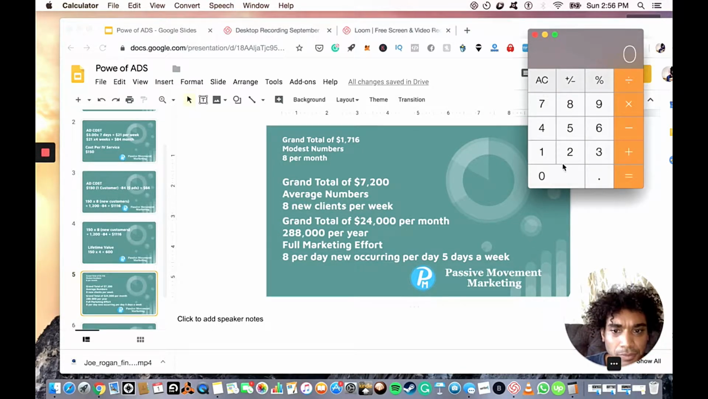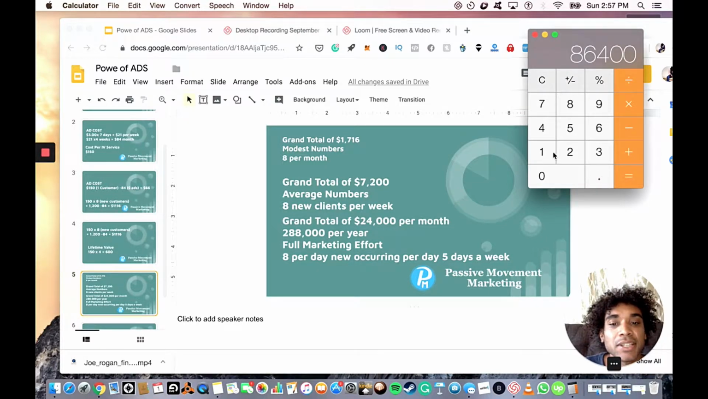So 8 times 4 equals 32. Divide that by 2. Let's say only half the people come back. All right, 16 people times 150 gives us 2,400, and then let's add that to 4,800. $7,200, and let's multiply that by 12. That's an extra $86,000. Again, who wouldn't want that, right?